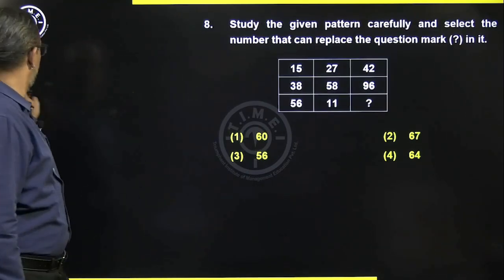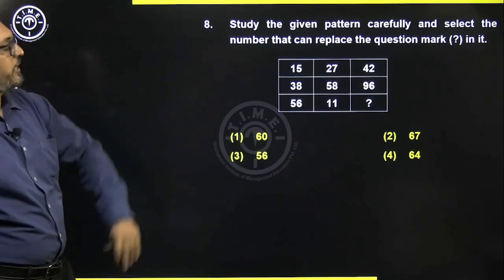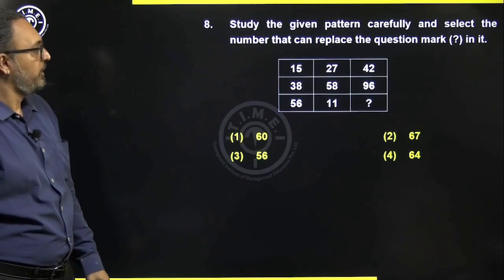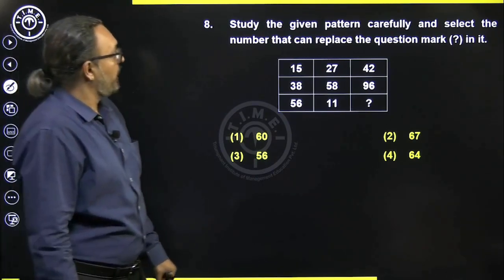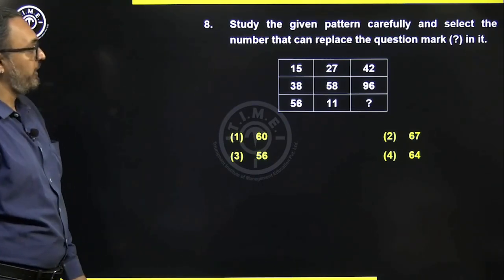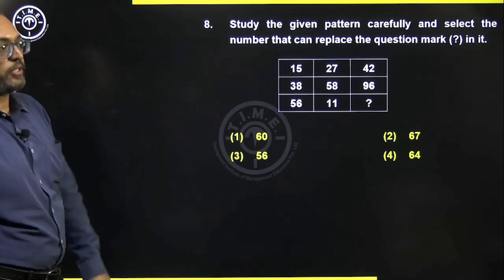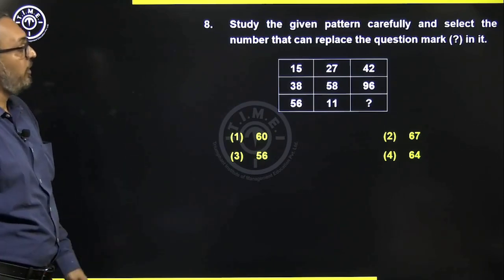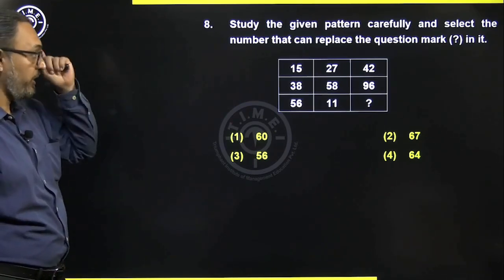Next one. Similar, study the pattern carefully, select the number that can replace the question mark. Okay. Yes, so what can be done here? So how do I take it? Should I take it vertically or horizontally? Okay. So prefer to take horizontally because the numbers are very close by.